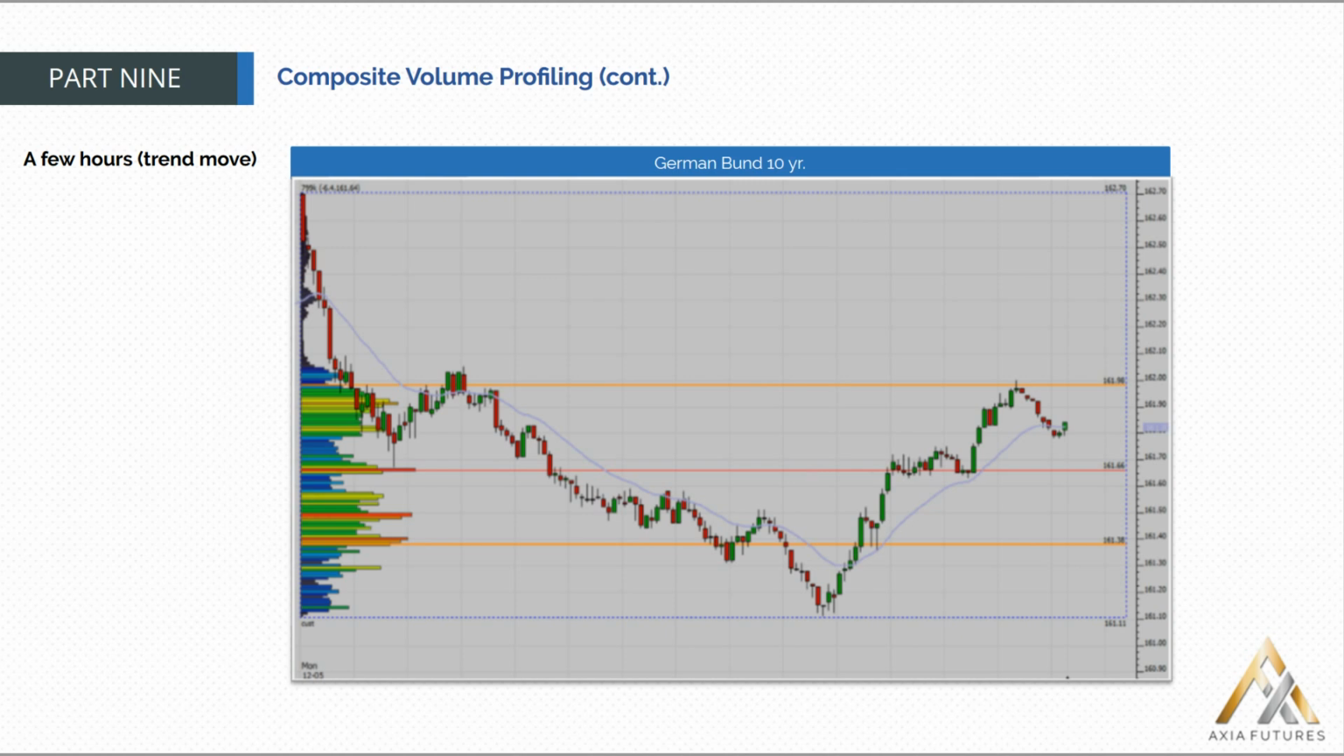So again, we can see how volume profiling over a composite time frame can aid us in not just decision making, not just staying in the right trade for longer, not just for determining good trade location, but just generally keeping us on the right side with the right idea in mind. Let's look at another example.